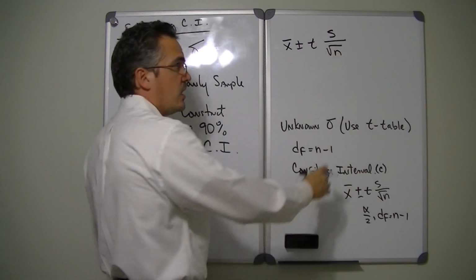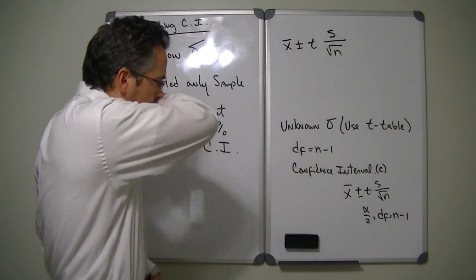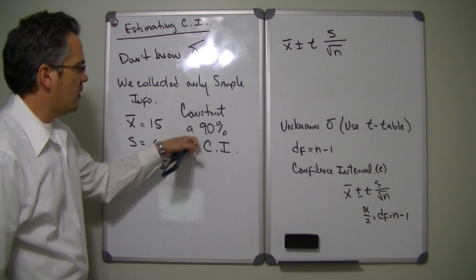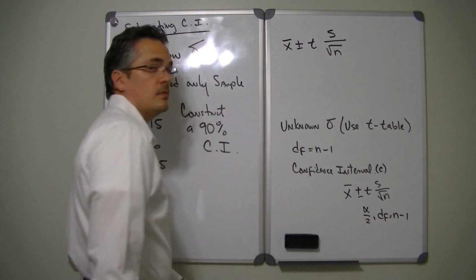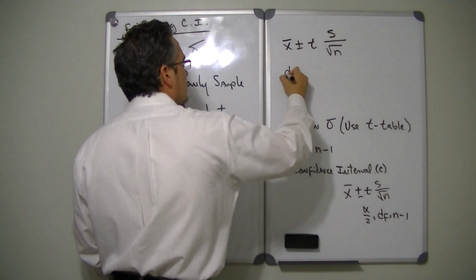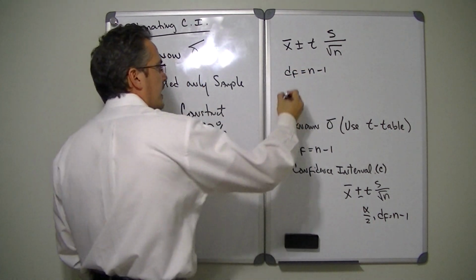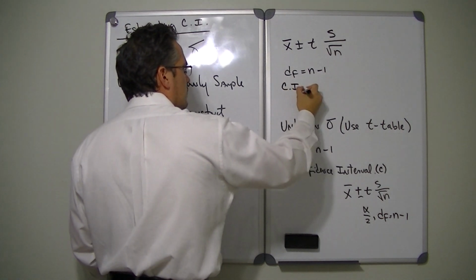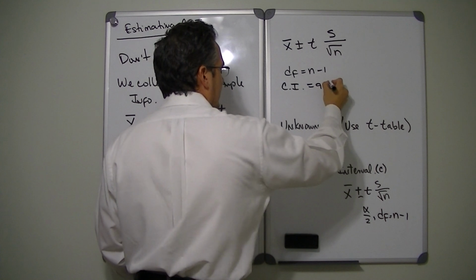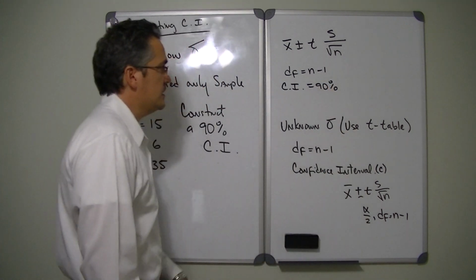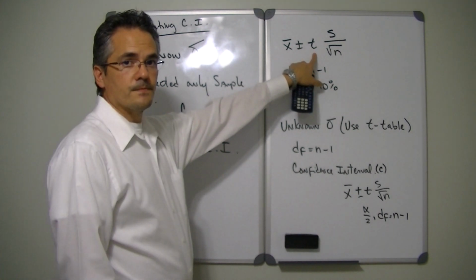Now to find our t-value, we need to have our size of the confidence interval, and we need to use degrees of freedom of n minus 1. So we're going to do degrees of freedom equal to n minus 1, and we're going to have our confidence interval, which in this case is 90%. Now we need these to find the t-value that goes there.